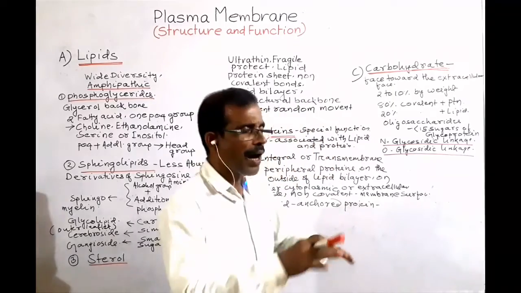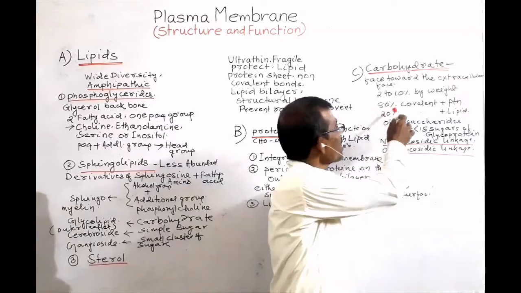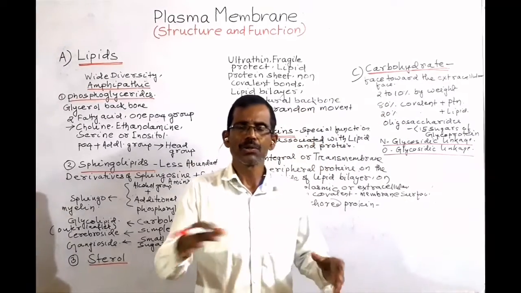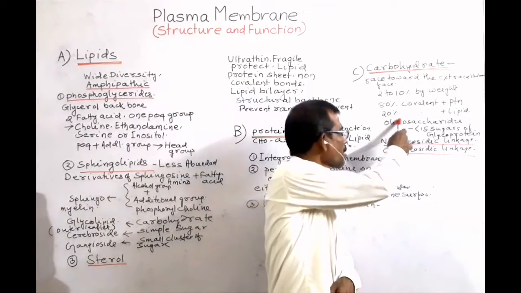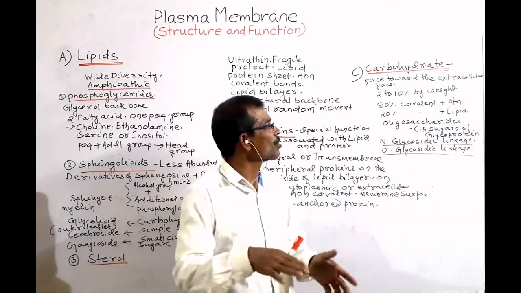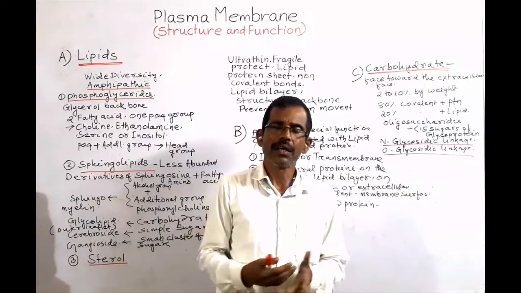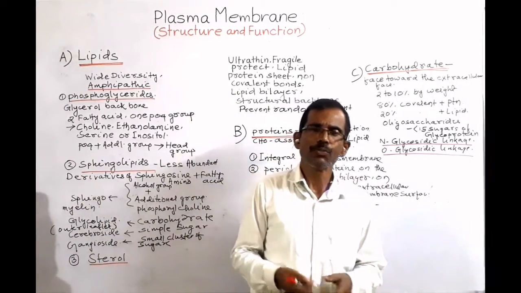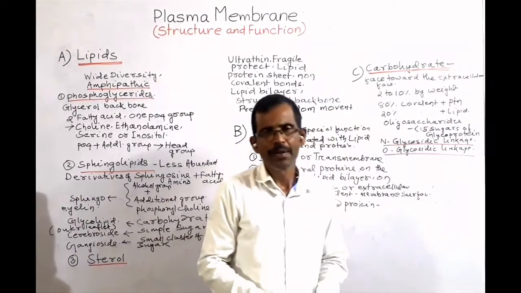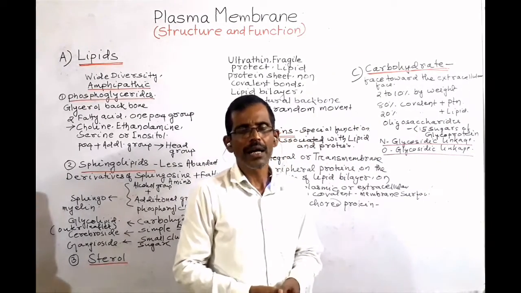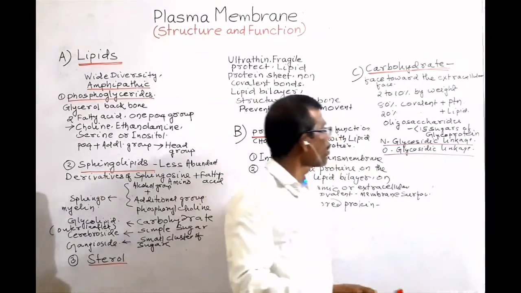And out of the total amount of carbohydrate, 80% of the carbohydrate is associated with protein, and the remaining 20% of carbohydrate is associated with lipid. The carbohydrate that is associated with protein is usually oligosaccharides. Such oligosaccharides contain less than 15 sugars per chain.